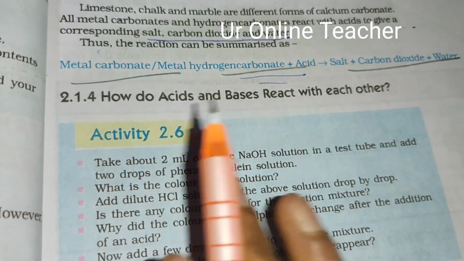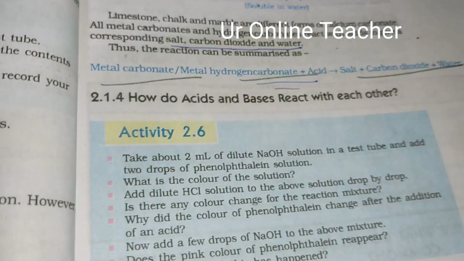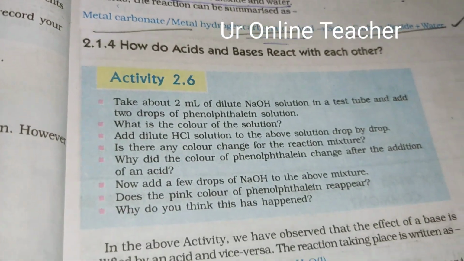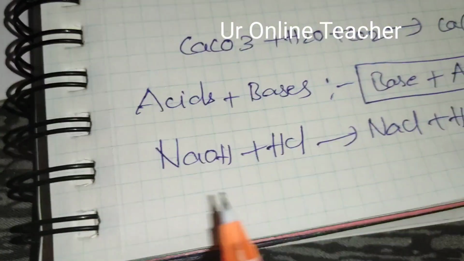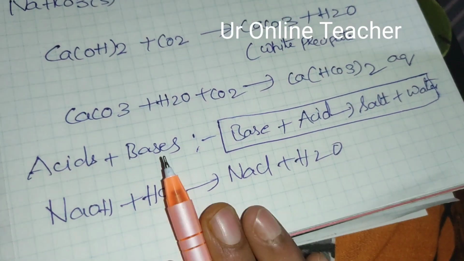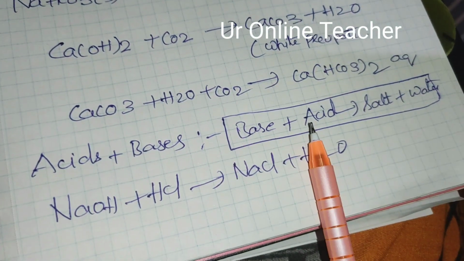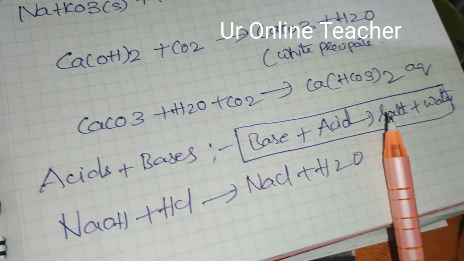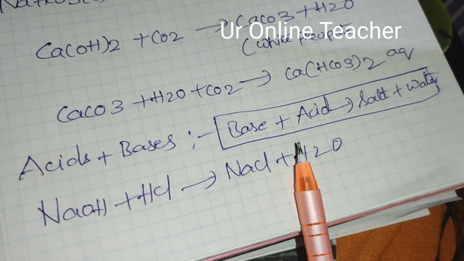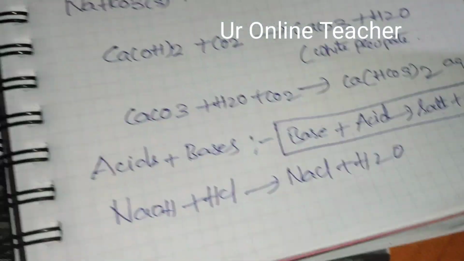Next, how do acids and bases react with each other? What happens when acids and bases react with each other? First we will see the general formula. When acids react with bases, what happens? Base plus acid is equal to salt plus water. So both acids and bases react to form salt and water.